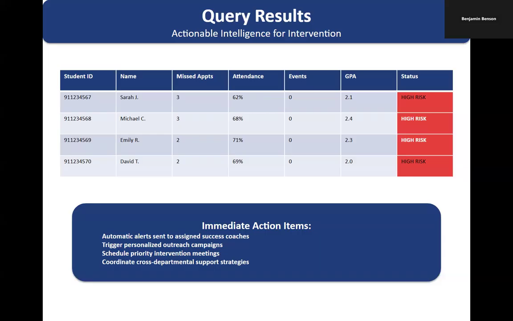The immediate things that we could do with this is then send alerts to success coaches and say, here are the names that you need to contact. It could trigger personalized outreach campaigns by setting these students into a population. And that population could also fall into an encouragement to schedule these priority intervention meetings. And it could help different departments coordinate these support strategies.